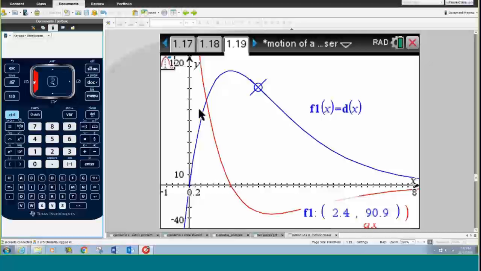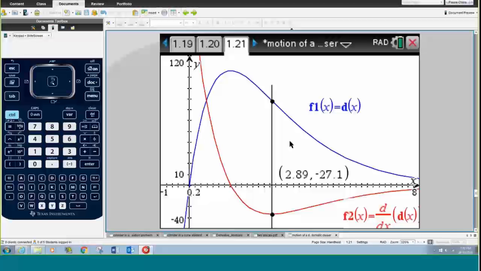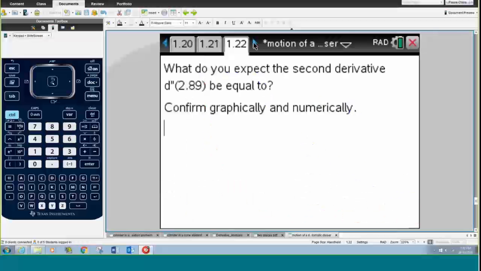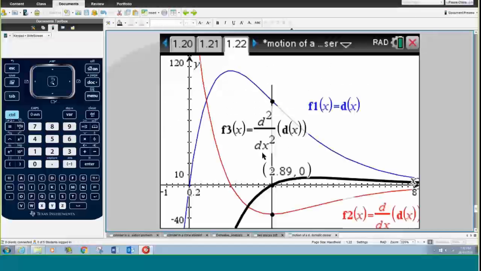Of course, we could simply use the maximum and minimum values and join those points again. That is looking at the point of inflection, again connecting the first derivative minimum with the original graph. And the question would be, what would we expect the second derivative at this particular point to be equal to, and confirm that graphically and numerically. So we're sketching the second derivative graph, and of course those 3 points are lined up and matching.